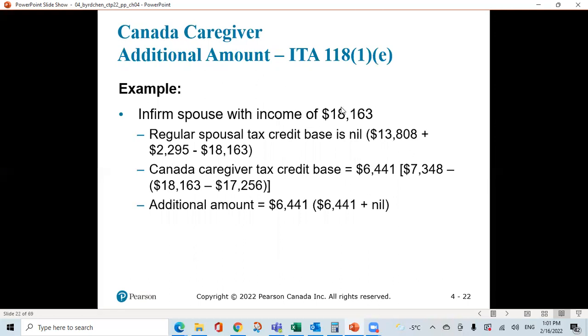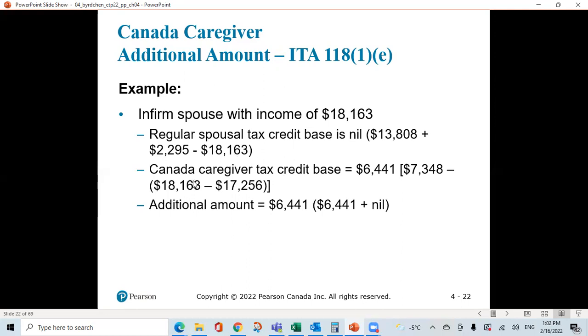So, the example: the spouse is infirm with income of $18,163. For the regular spouse tax credit base, we use 13,808, that is the BPA for 2021, plus 2,295, that is the infirm spouse credit, right? And then deduct net income. So that is nil. There is nothing for the regular spouse tax credit.